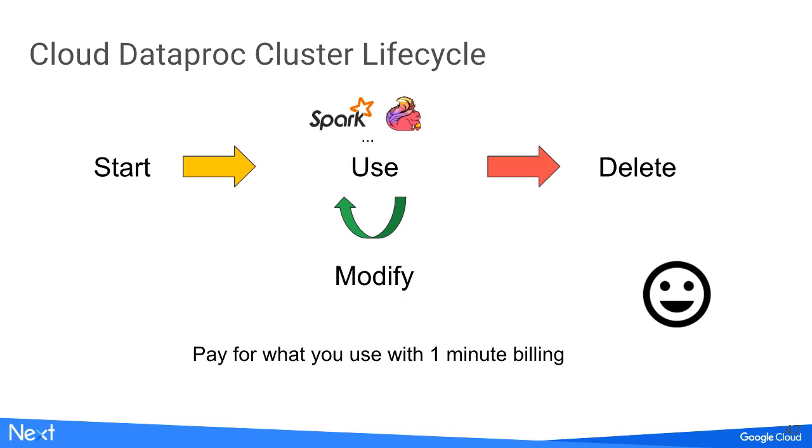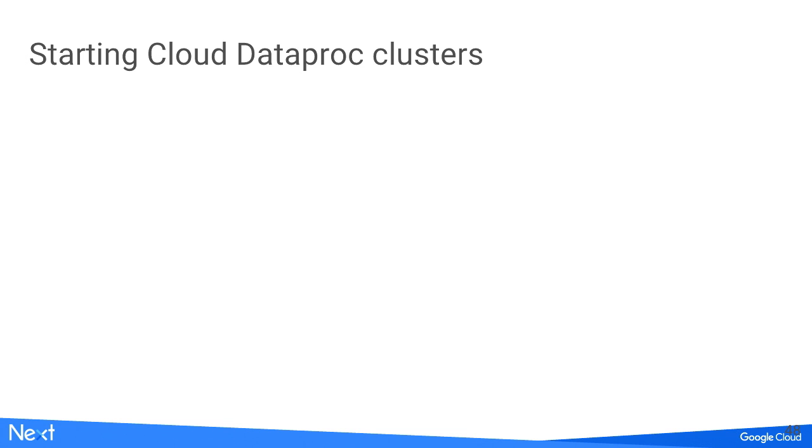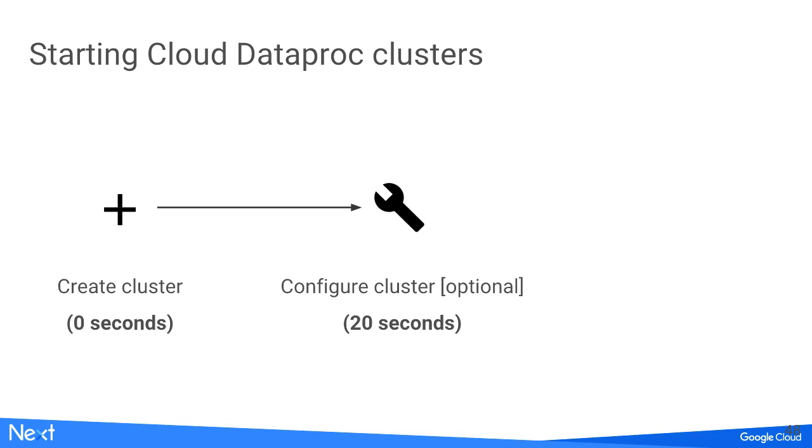But often Spark and Hadoop ecosystems are slow to deploy, and they're costly and complex. So start, use, and delete sounds wasteful if you're going to spend a lot of time starting the things. But that's not the case with Dataproc, right? Oh, yeah, and we do 1-minute billing. So starting a Cloud Dataproc cluster is as simple, literally, as going to a web page, clicking Create Cluster, optionally configuring it, and doing Start.